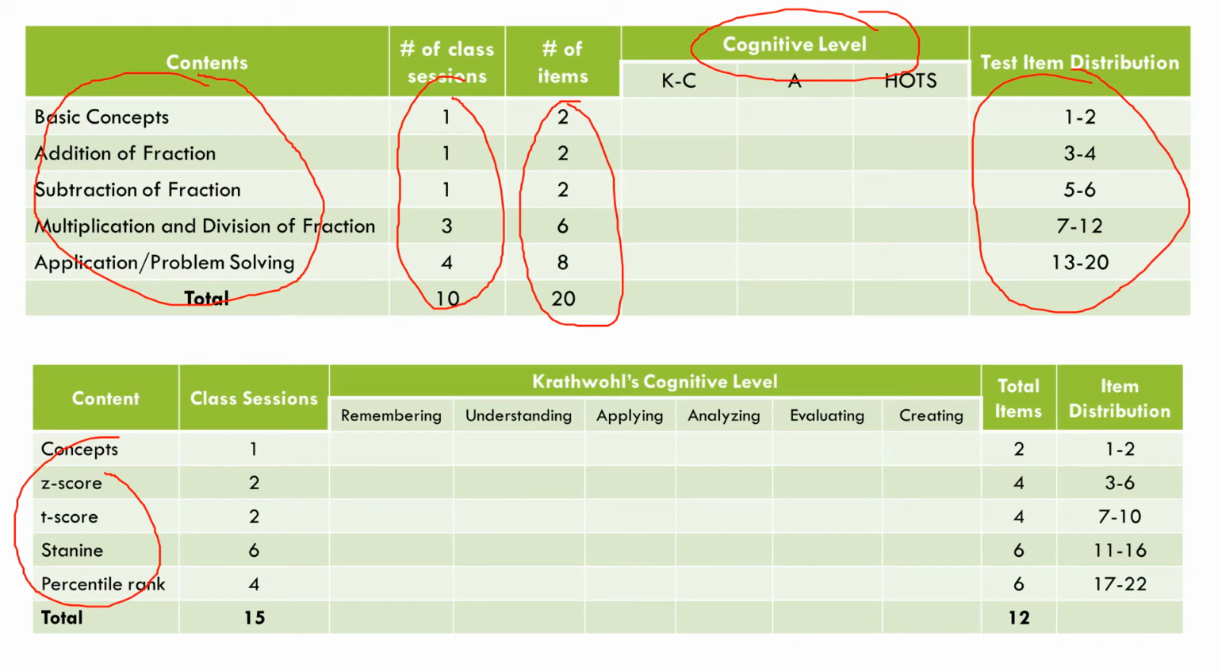So how do we identify the cognitive level? For example, for the basic concepts of that particular topic, you have 2 items. You put them in number 1 and 2. So what does number 1 mean? Is number 1 application? So you have to write number 1 here. Meaning to say, if you're going to interpret the table, question number 1 is an application level of cognitive level.